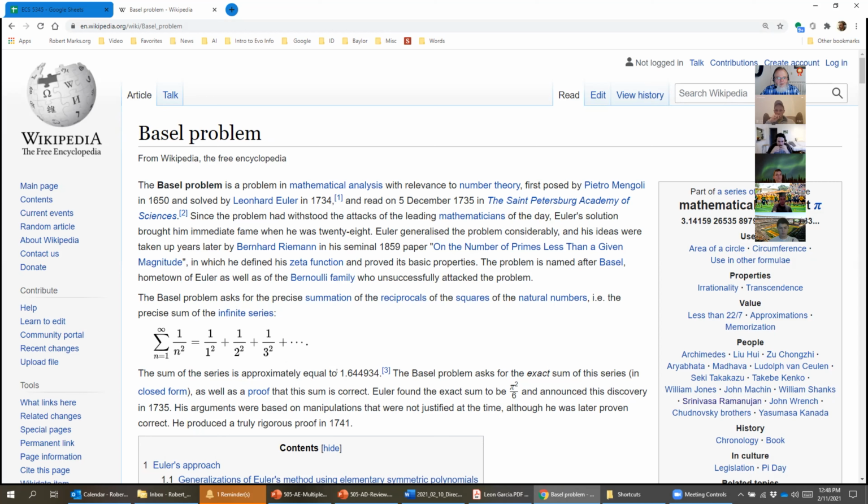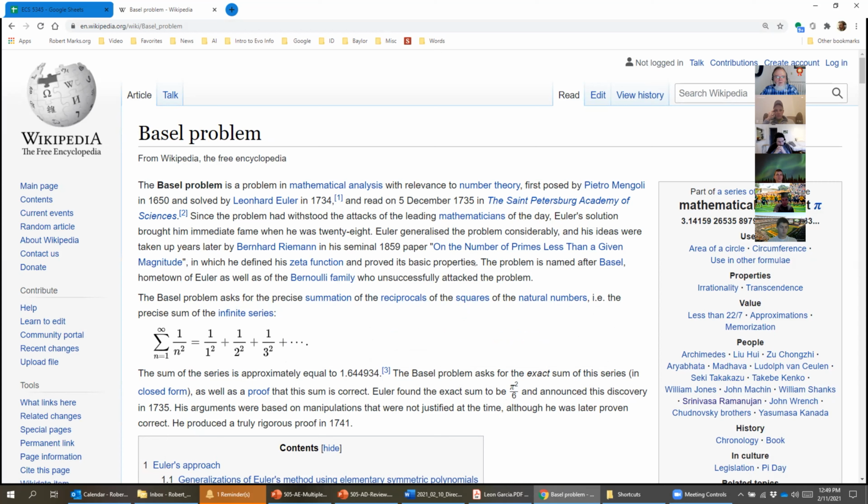If you evaluate it numerically, according to Wikipedia, you get 1.644. But Euler found the exact formula to be, as Adam showed in his solution, pi squared over 6. And this was first worked out in 1735. So right now we have it at Wolfram Alpha. So we've come a long way since 1735, when he showed that it was equal to pi squared over 6. So that's a little historical comment.